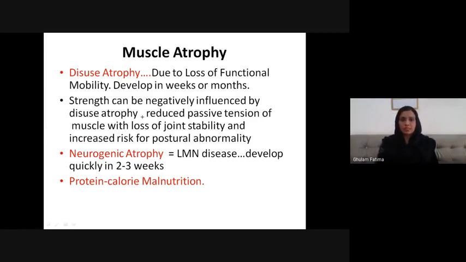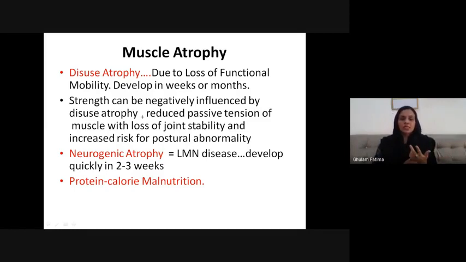As you can see from its name, it shows disuse. It means that it develops due to lack of muscle use. This is a kind of atrophy which develops within weeks or months, meaning it takes some time to develop. As a result of this atrophy, there is a significant loss in strength and reduced passive tension of the muscle. As a result, there will be reduced joint stability, and if there is a reduction in joint stability, ultimately it will lead to posture instability.